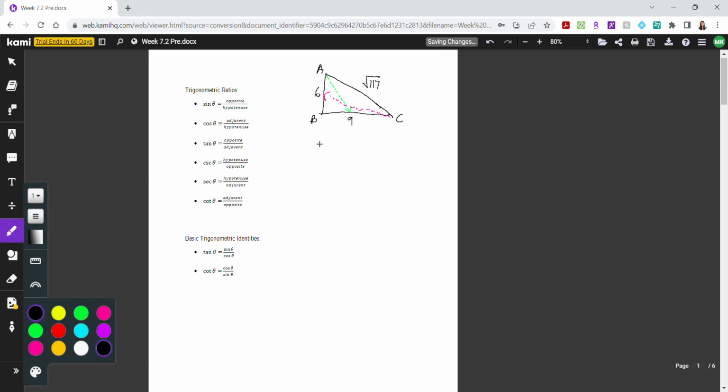Now, we wouldn't look at B just because we know directly across of it would be the hypotenuse, right? So normally whenever a question is asked, it wouldn't be asking for the opposite of the hypotenuse just because it's impossible to find. So let's take reference for A for all of these. So sine A will be the opposite, which would be 9, over the hypotenuse, which is square root 117.